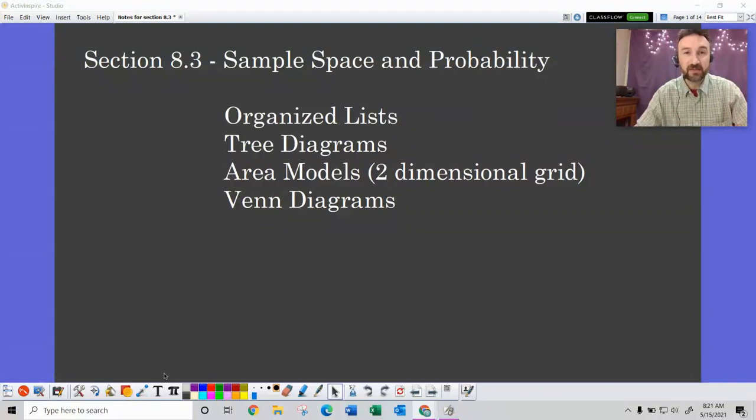Section 8.3 details some things, trying to show you how to use organized lists or tree diagrams or area models. We're going to mention Venn diagrams, but that's going to come in a future lesson as well.